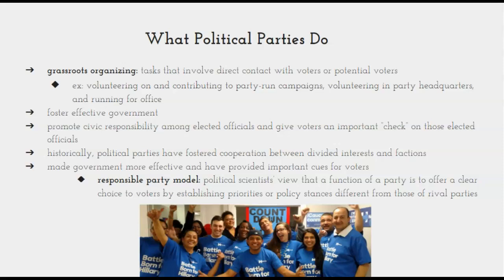It can also require or encourage these political parties to take stances on the variety of diverse issues that affect the public. Under the responsible party model, political scientists view that a function of a party is to offer a clear choice to voters by establishing priorities or policy stances different from those of rival parties.